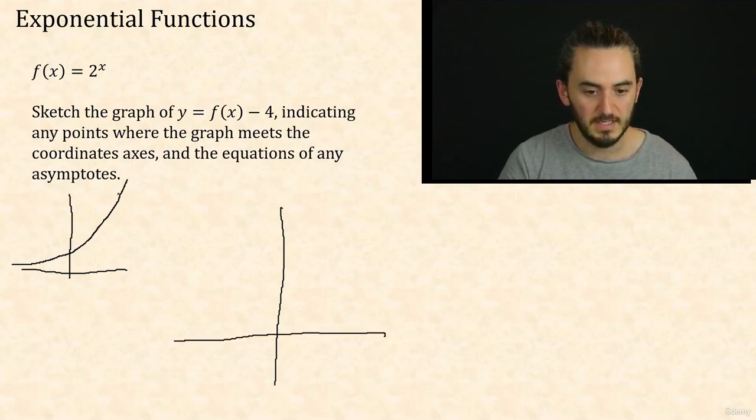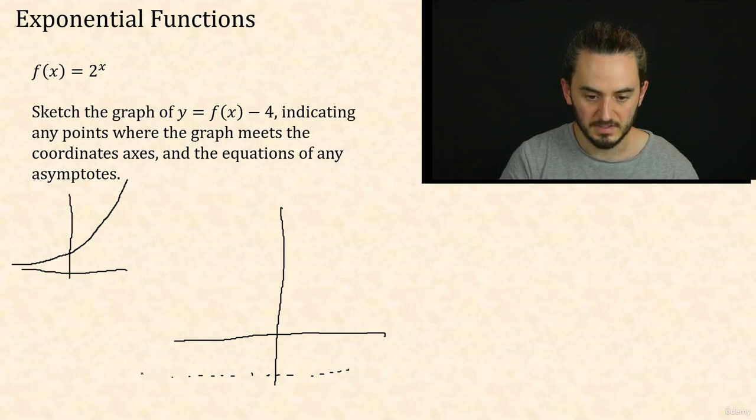Now notice in the original one, it flattened out to the x-axis. Now it's going to flatten out 4 units below that. And in fact, that's going to be our asymptote. So I put a dotted line there. And so what it's going to do, it's going to come along here, and then it's going to start going up. Now, before it crossed at, well, 2 to the 0 is 1.